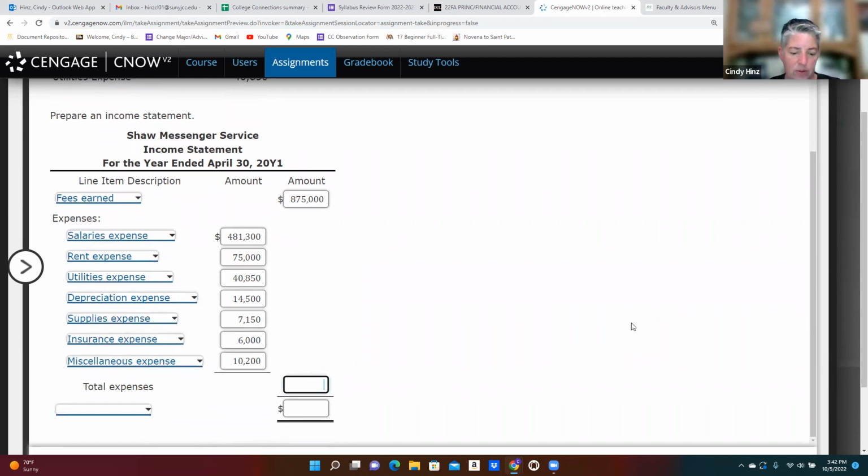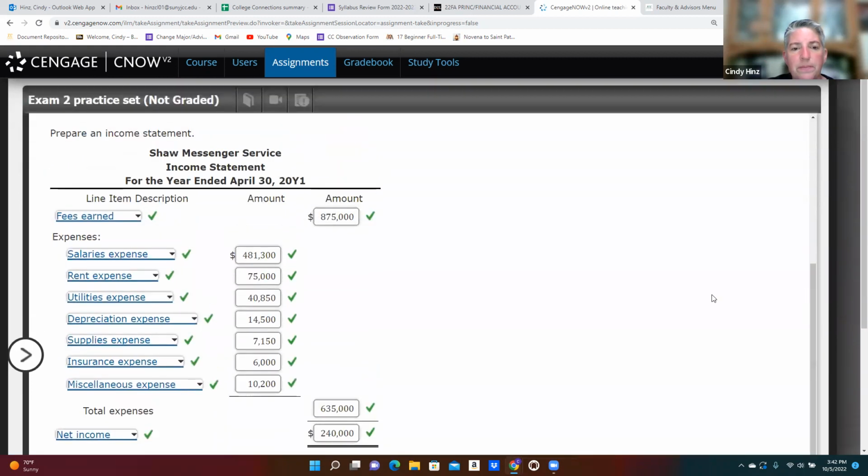And we'll go ahead and add those expenses together. And if I did that correctly, I got $635,000. Since our expenses are less than the revenues, that would be a net income. Of course, if the expenses were higher than the revenues, that would be a net loss. And in this case, it would be a net income of $240,000.